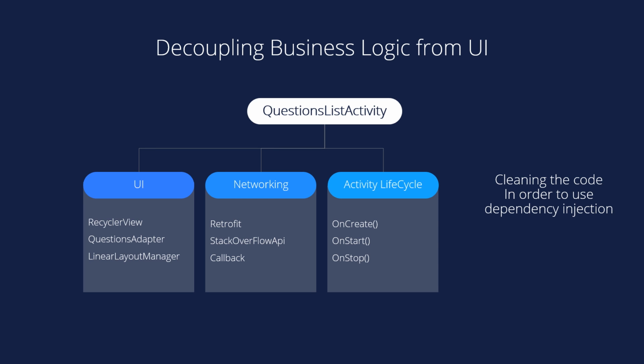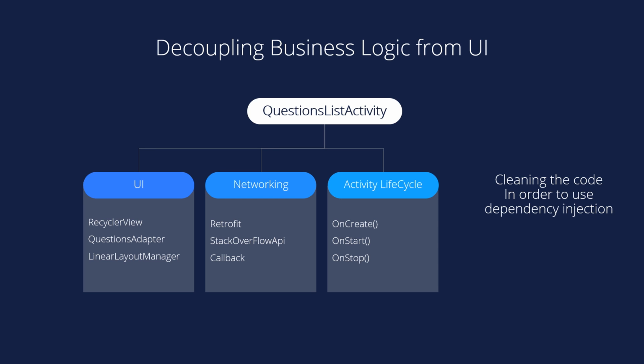As you eliminate the code in a clean and very effective way, your app will work more simply and in more flow, and cleaning the code is needed in order to use dependency injection. Later on, in the next step, we are going to decouple the networking code from UI and from the questions list activity. We are going to remove the Retrofit, Stack Overflow API, and callback methods, and we will learn how to put them in a class with a very clean architecture.